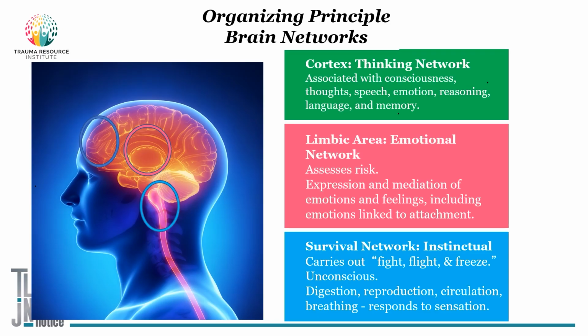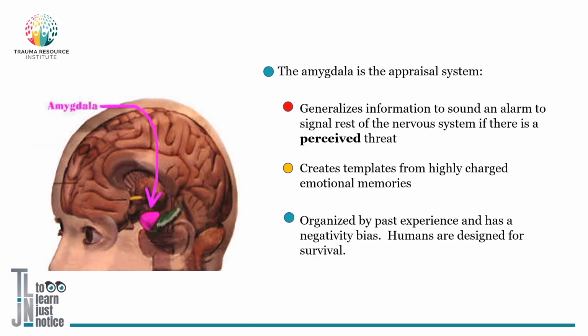And so now let's jump into the PowerPoint slides to just understand a little bit more of how that works. And so just a quick PowerPoint visual of what I covered. Down at the bottom in the blue is that survival instinctual network that carries out all of our survival responses. And then here in the middle is the limbic emotional network, and then the green represented by the thinking network. Now we're going to dig in a little bit more around the amygdala because of its role as the appraisal system.